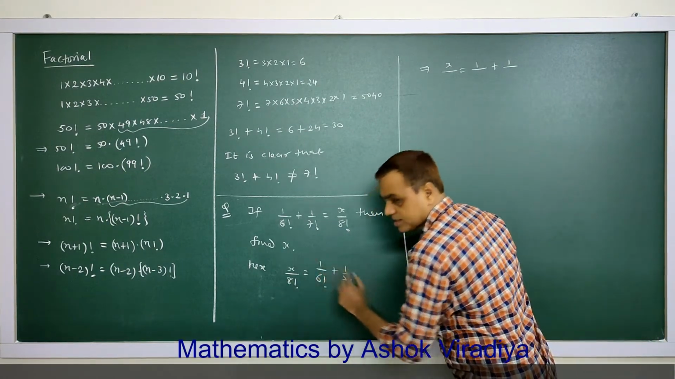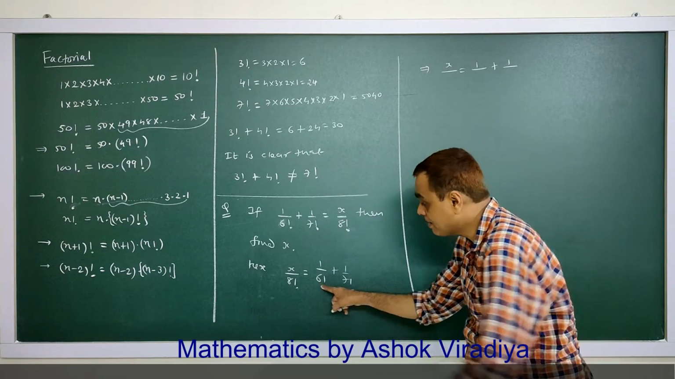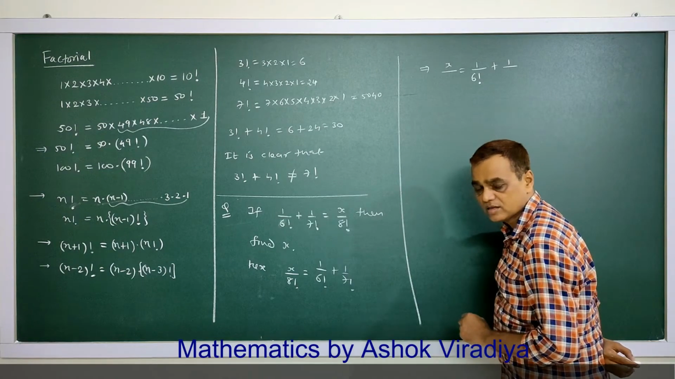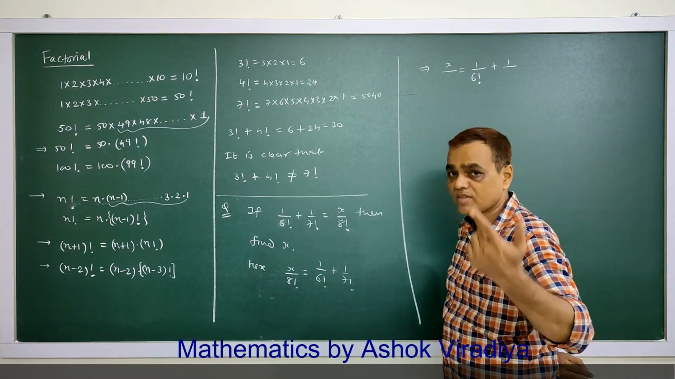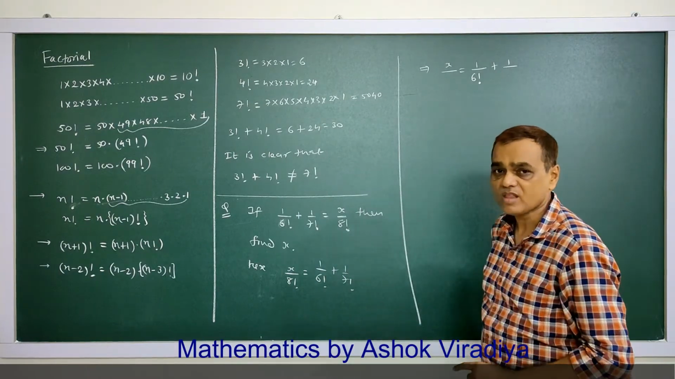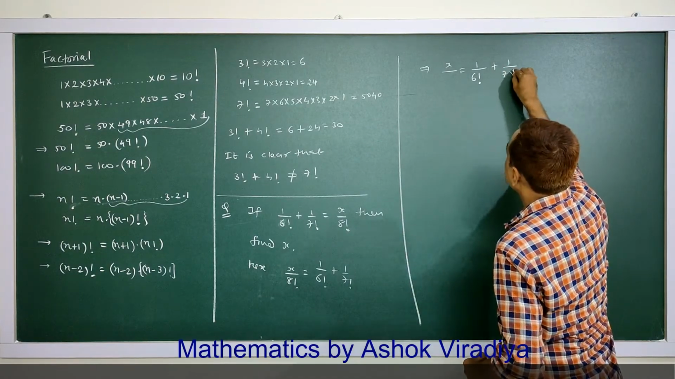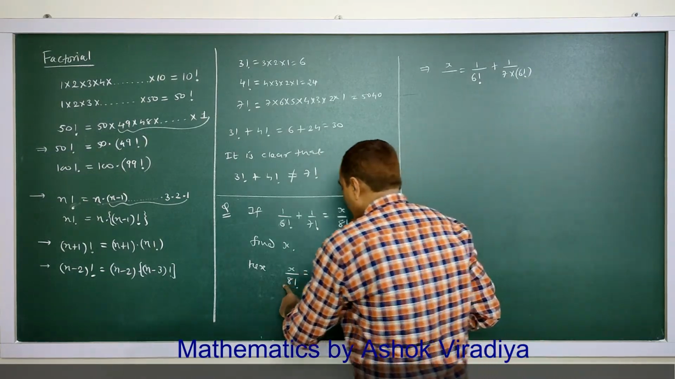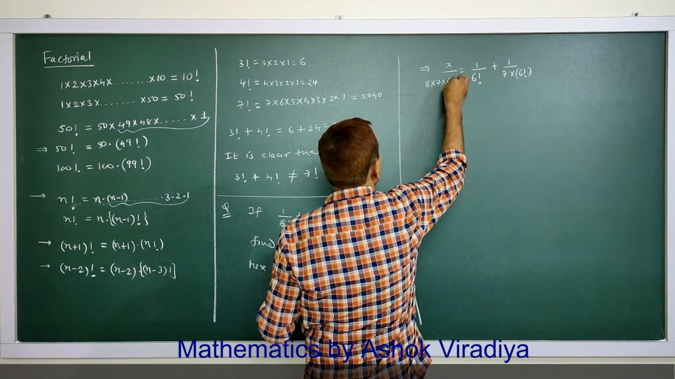Now look at these numbers. See, minimum is 6 factorial. Minimum keep as it is. And the numbers which are greater than minimum, convert into minimum. That means 7 factorial we convert into 6 factorial. So 7 factorial we can express as 7 into 6 factorial. And 8 factorial can be expressed as 8 into 7 into 6 factorial.